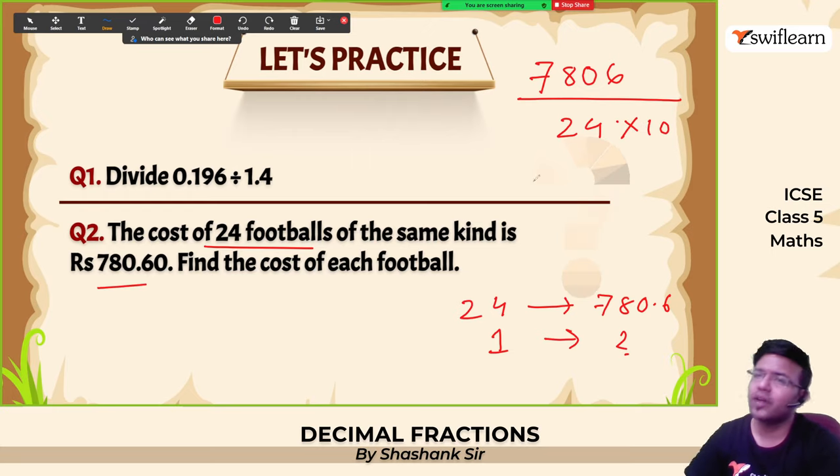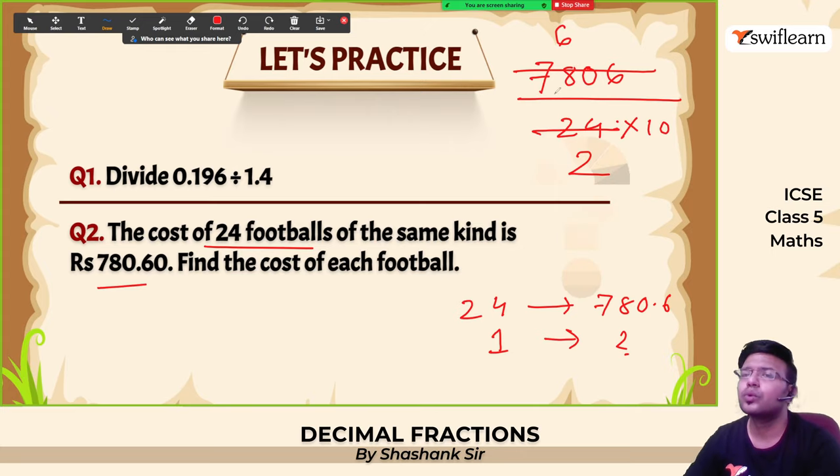Okay, I've done one step ahead. So you can divide by 24. If you don't know the tables of 24, divide by 12. 12 twos are 24, 12 fives are 60, 12 sixes are 72. Remainder is 6, so 60. Okay, and 6 is there, 12 zeros are 0.